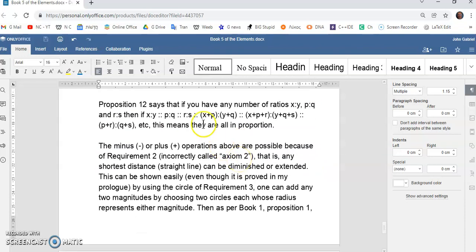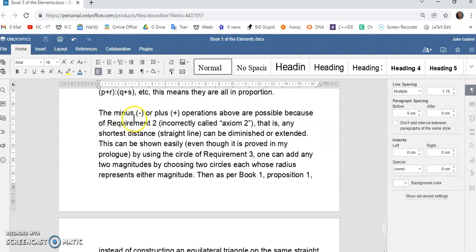So proposition 12 states that if you have any number of ratios, as you see over here, then you can add all their antecedents and all their consequents, and you can get another proportional ratio. The minus and the plus operators that you see there above are possible because of requirement 2. Do you know what requirement 2 says of Euclid's Elements? It says that any straight line can be extended, and by a similar argument can also be diminished. Okay, if it can be extended, then it can also be diminished. So there you have the most primitive concepts of addition and subtraction with line segments.